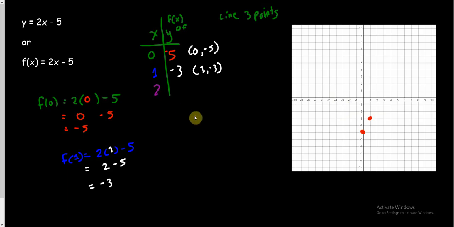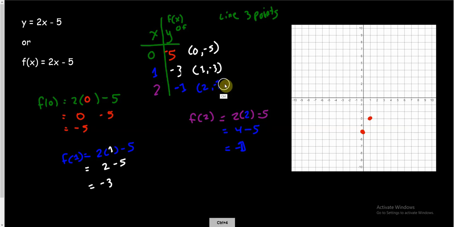So let's try 2. F of 2 is equal to 2 times blank minus 5. And we are plugging in a 2. 2 times 2 is 4 minus 5. 4 minus 5 is negative 1. So when I plug a 2 in, my output is negative 1, so that ordered pair is 2, negative 1. Oh, that 1's kind of sloppy. Sorry. That is a 1.